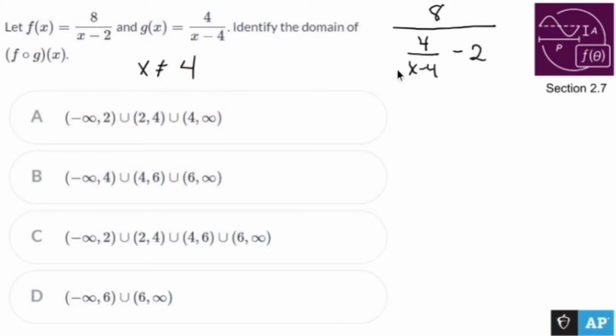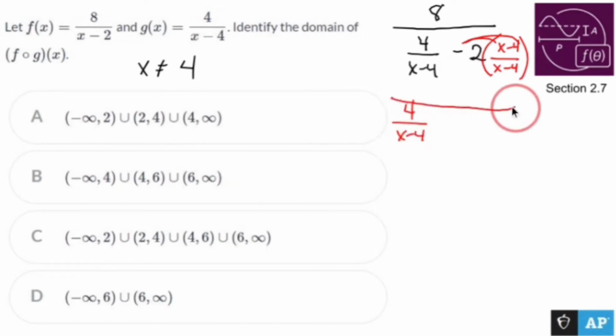Moving on. I'm not done yet because I have a fraction underneath a fraction bar, so I've got to combine fractions. I'm going to multiply this guy by x minus 4 over x minus 4, distribute, and that gives me 4 over x minus 4. By the way, 8 is still on top. I don't know why I forgot to write that out. 8 is still on top. Distribute that, you get negative 2x plus 8 over x minus 4. Now, since I distributed the negative 2, you're adding here.